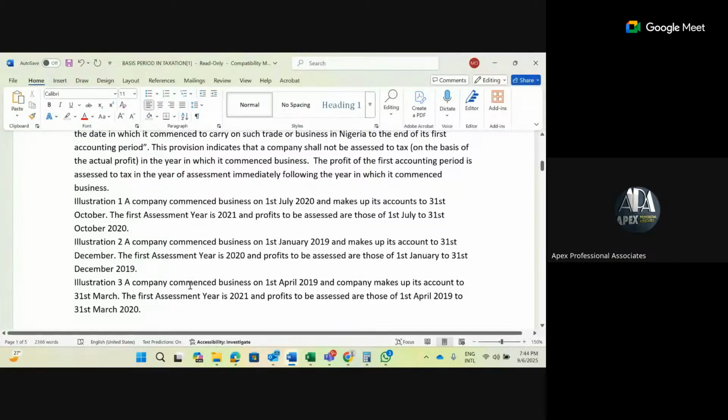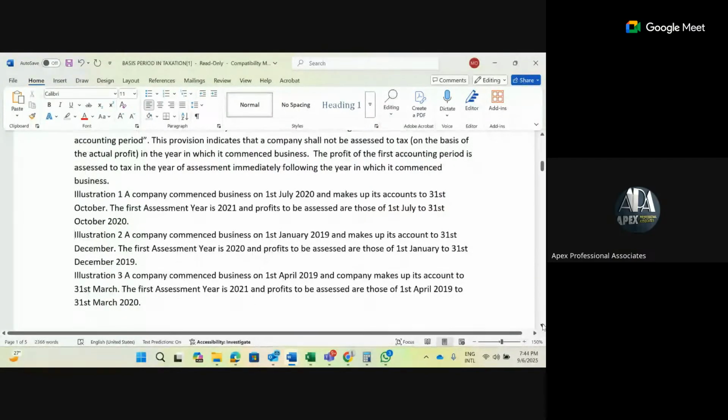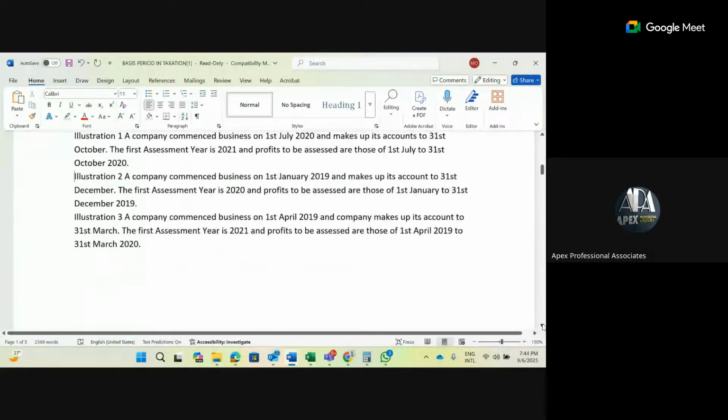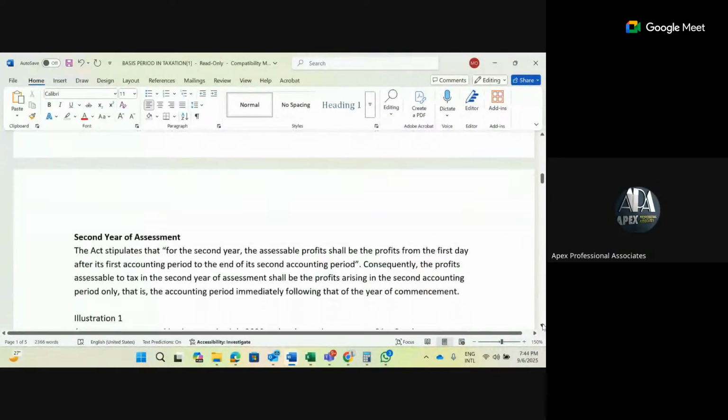Illustration 3. A company commenced business on 1st of April 2019 and makes up its accounts to 31st of March. The first year of assessment is going to be 2021, and the profit to be assessed to tax is 1st of April 2019 to 31st of March 2020. Preceding year basis, 2021 year of assessment. That's how you determine for the first year.